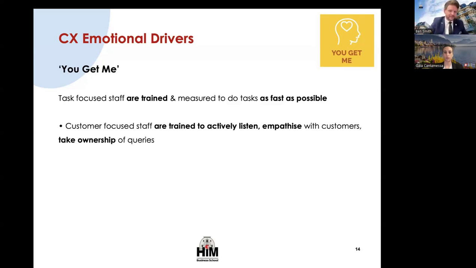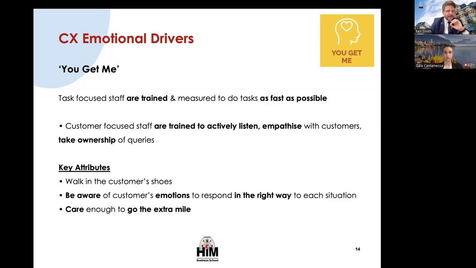instead of passing them on to another representative in another department who will pass them on to another representative in another department. Okay, so listening to your customers' problems, showing empathy, you might not be able to fix the problem. But if you show that you care, that is what the customers are most looking for. So we need to walk in the customer's shoes. We need to be aware that customers have different emotions at different times, and we need to respond with the correct emotional response depending on the situation.